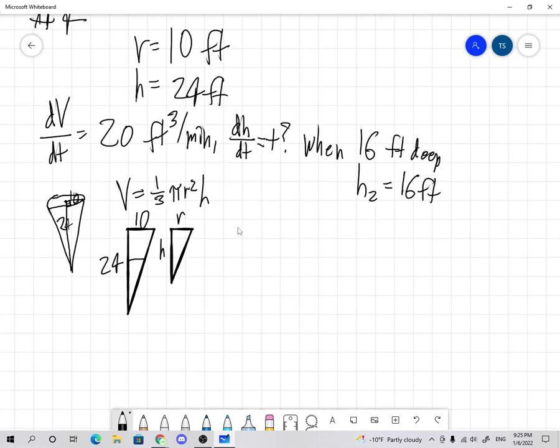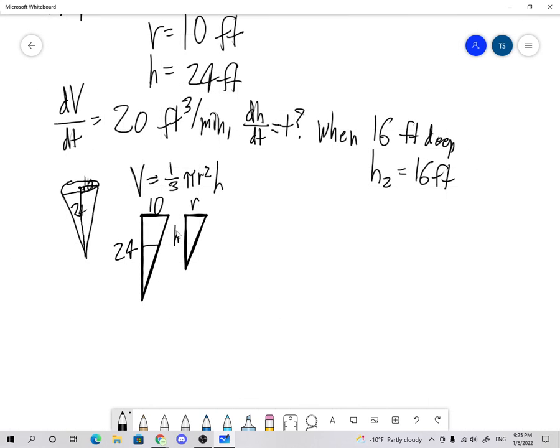So you may be tempted to plug in h, or to plug in 16 right here and be done, but that's not going to help out in the later part of the equation. You'll see why we need to have h. So I'm going to solve for r, because that is one of the only values we're really missing, that one that we don't know. So we can set up a ratio.